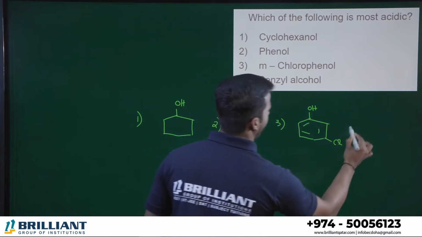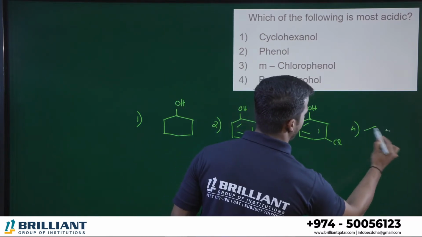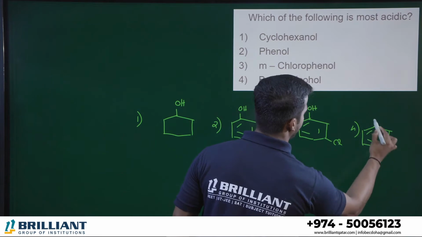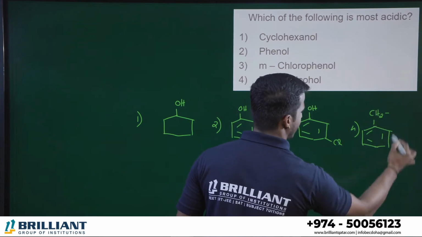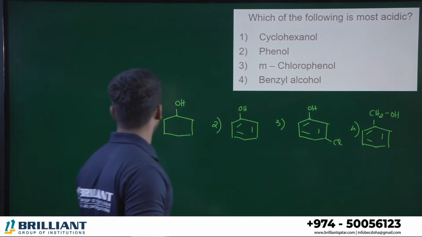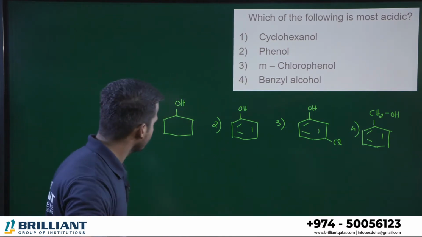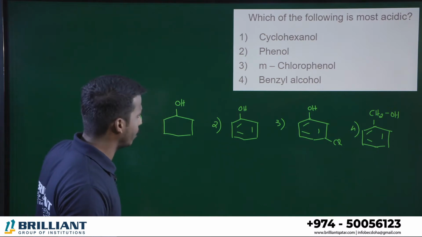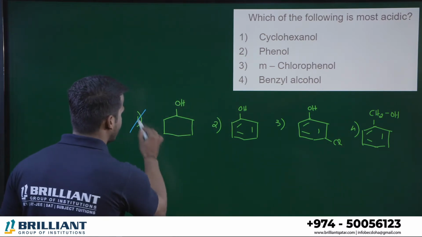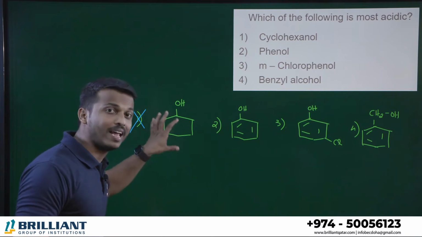Metachlorophenol. And the fourth compound is what? Benzyl alcohol. Right. This is a benzyl group with alcohol. Which is more acidic in nature? That's a question. What do you think? This is cyclohexanol, phenol. Definitely we can cancel the first one because this is an alkyl alcohol.